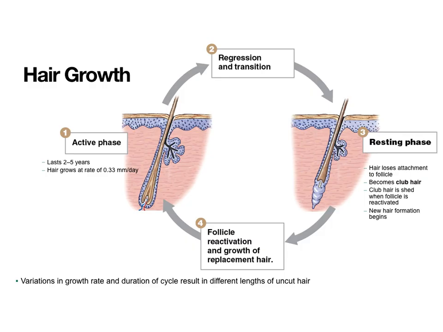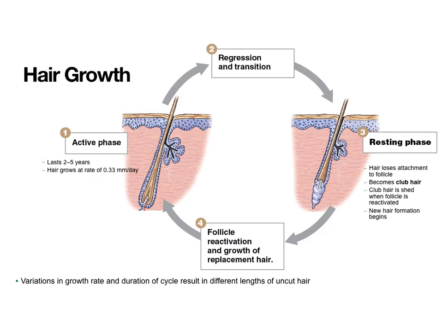So how does hair grow? We have our first phase, which is our active phase. This lasts approximately 2 to 5 years, and hair grows at a rate of 0.3 millimeters per day. So once we go from that active phase of actively growing hair, then we go into regression and transition. And then from there, we go into the resting phase. The hair loses attachment to the follicle. It becomes a club hair, and the club hair is shed when the follicle is reactivated.